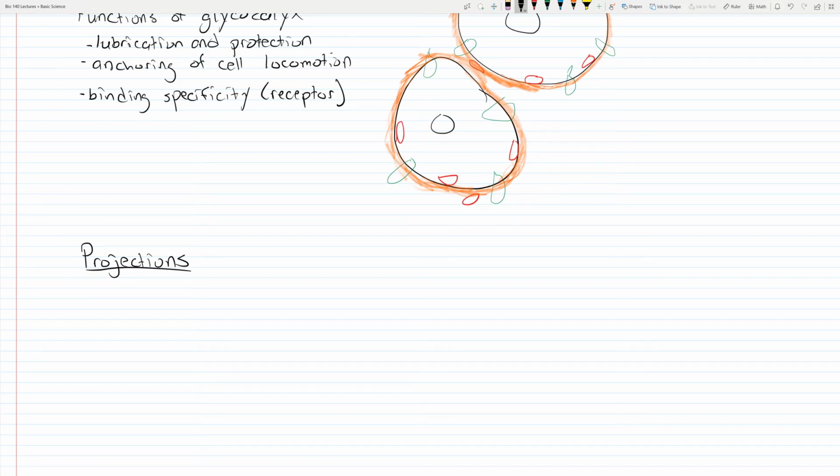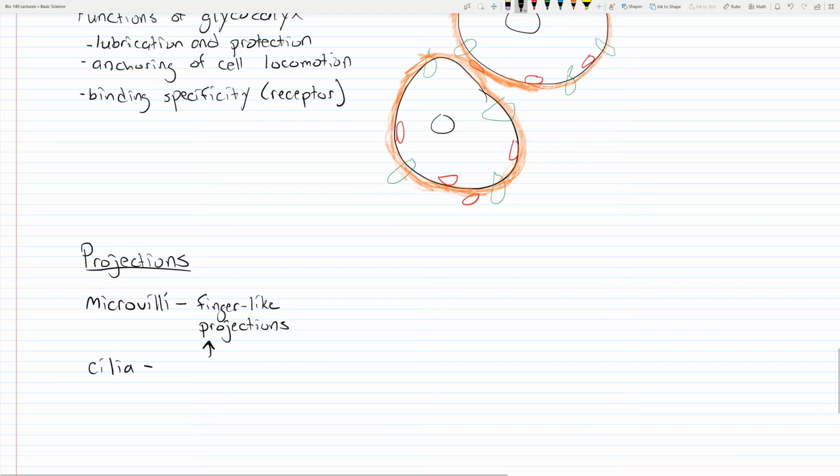We have the microvilli, and then we have cilia. Microvilli are just finger-like projections, and their purpose is to increase surface area. So up arrow for increase surface area.